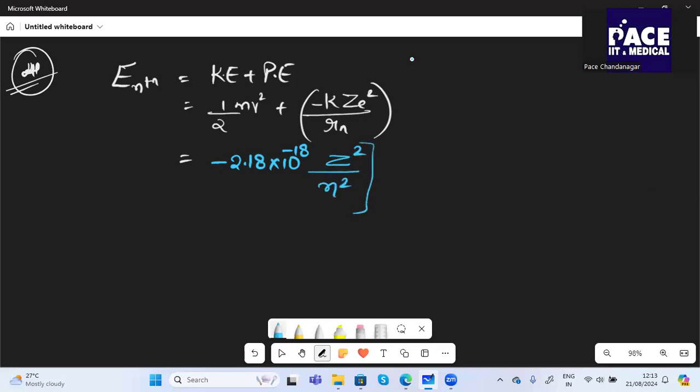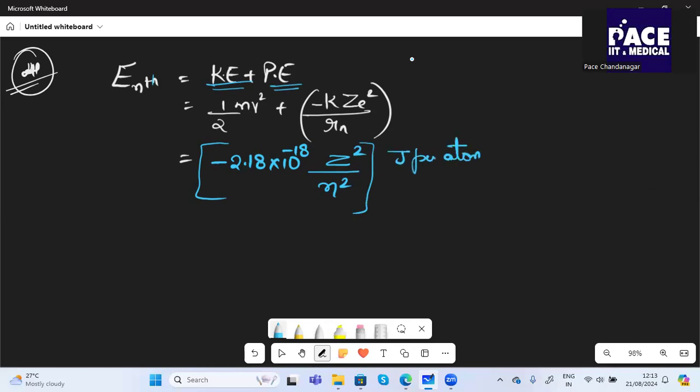Please don't get confused by the z square, n square, z and n. So remember this. I will be repeating it again. Don't worry about that. The nth orbit energy is kinetic energy plus potential energy, which is half mv square plus all this, which totally turns out to be this much joules per atom.